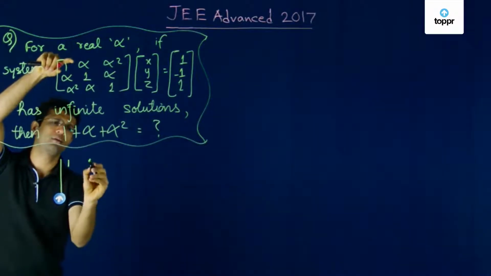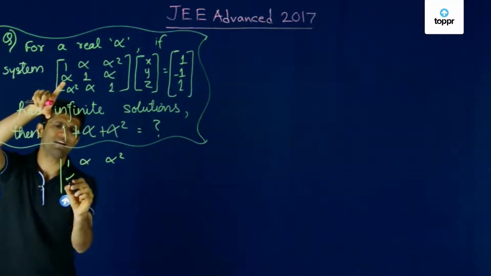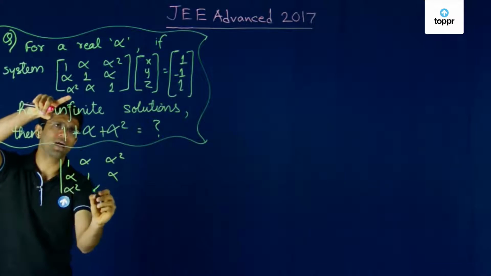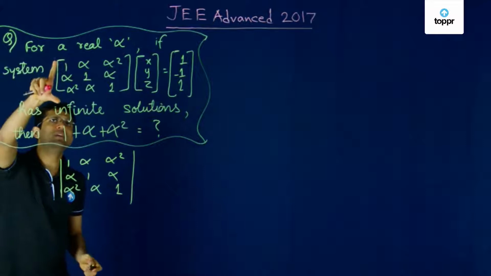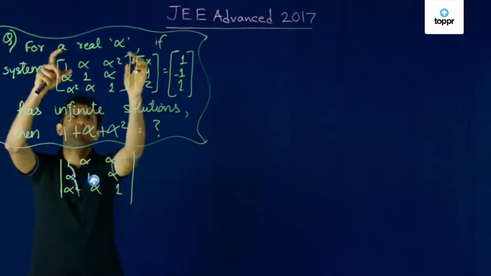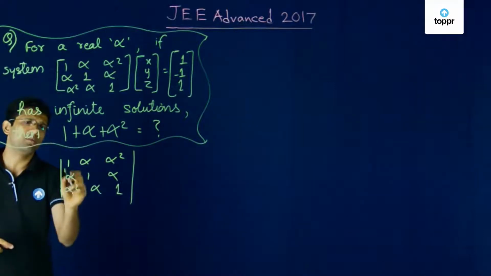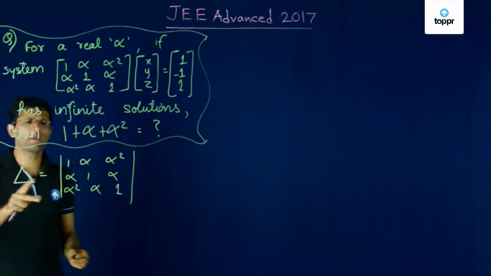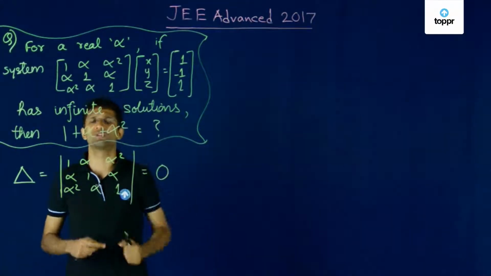So we write 1, alpha and alpha square in the first row. The second row has alpha, 1 and alpha, and the third row has alpha square, alpha and 1. Note that here we have removed the matrix bracket and put a determinant bracket. Because this is now a determinant, we will denote it by this symbol, and this becomes equal to 0 because this system has infinitely many solutions.